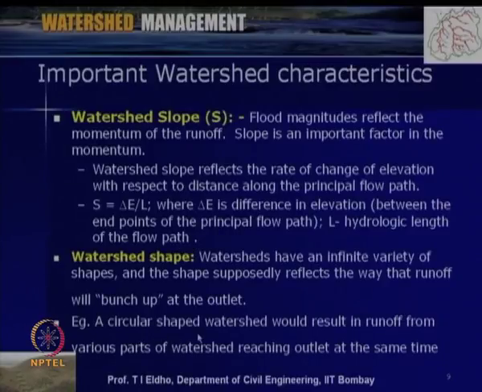For example, a circular shaped watershed would result in the runoff from various parts of the watershed reaching the outlet at the same time. So, the shape is very important, whether it is somewhat circular type, or broad type, or rectangular type, or square type, or narrow elongated type. Especially when we are going for watershed modeling, the runoff process, for example time of concentration, or the total runoff, will vary according to the shape of the watershed.